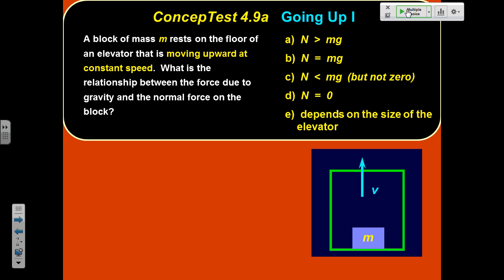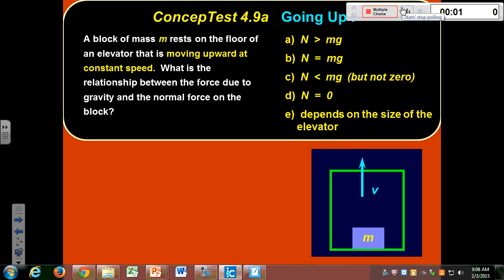All right, a block of mass m rests on the floor of an elevator that is moving upward at constant speed. What is the relationship between the force due to gravity and the normal force on the block? Right. So I have this elevator, and it's not accelerating. It's moving at a constant speed. And I want to know what is the relationship between the weight and the normal force. Is the normal force bigger than the weight? Is the normal force equal to the weight? Is the normal force less than the weight? Or is the normal force 0? Or does it depend on the size of the elevator? You might not know this right off, so I'm going to show you when we're done, but I want to see if you know what the answer is.